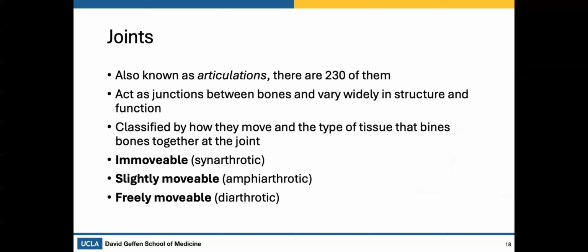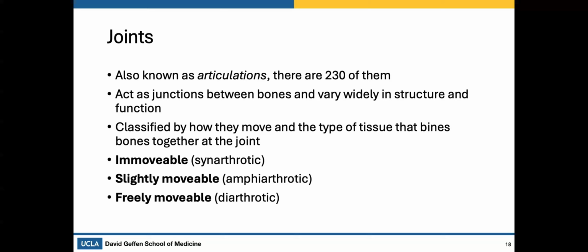Now let's talk about joints. A joint is a part of the body where two or more bones meet to allow for movement. There are 230 joints in the human body. Every bone in the body, except for the hyoid bone in the throat, meets up with at least one other bone at a joint. The shape of the joint depends on its function, and a joint is also known as an articulation, so you may hear that word used interchangeably.